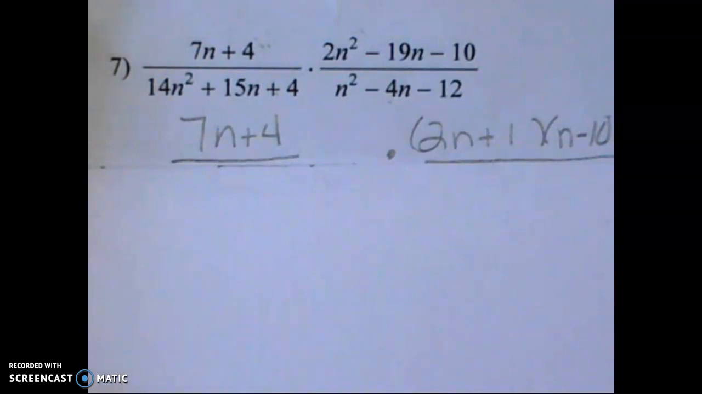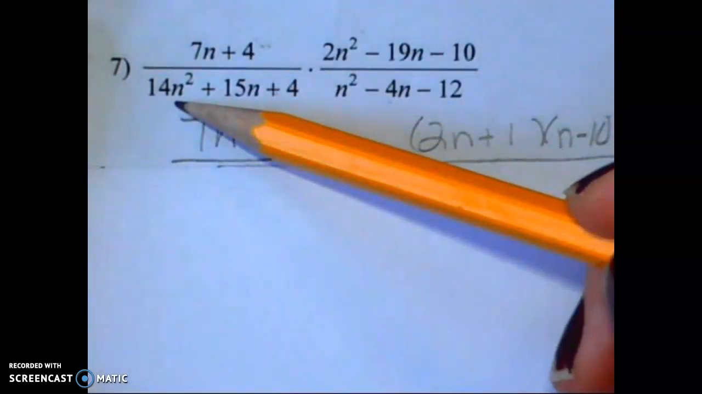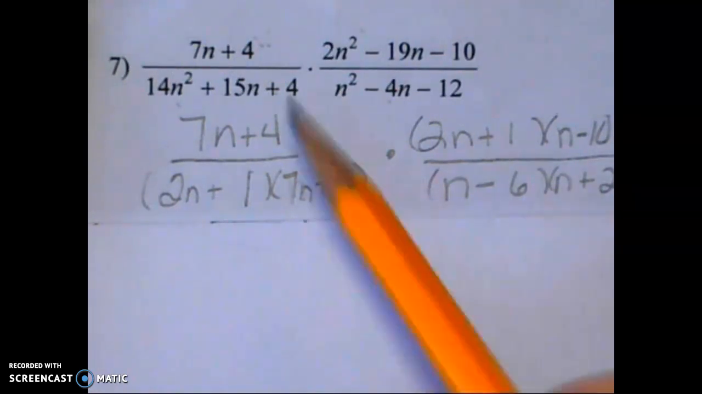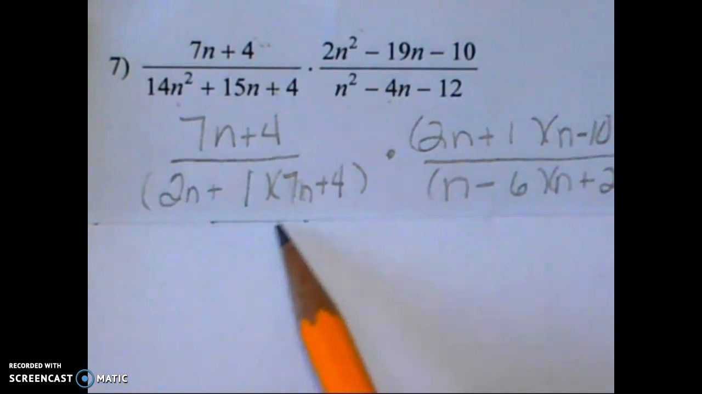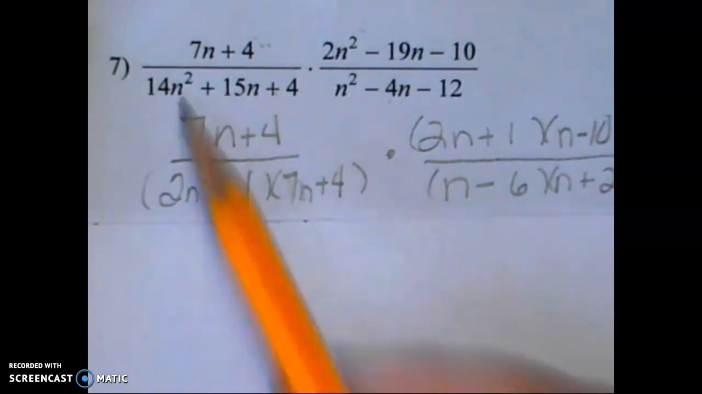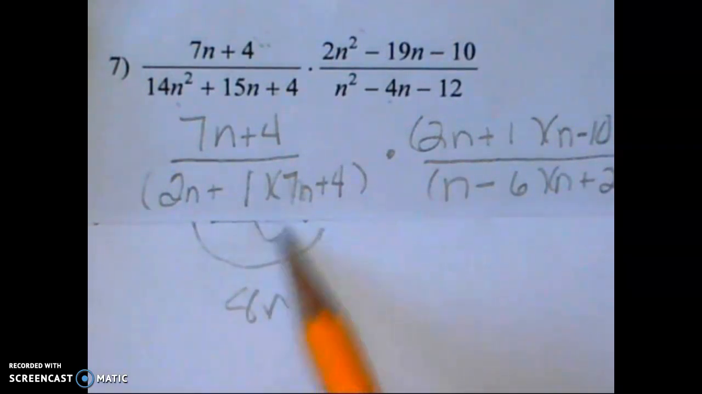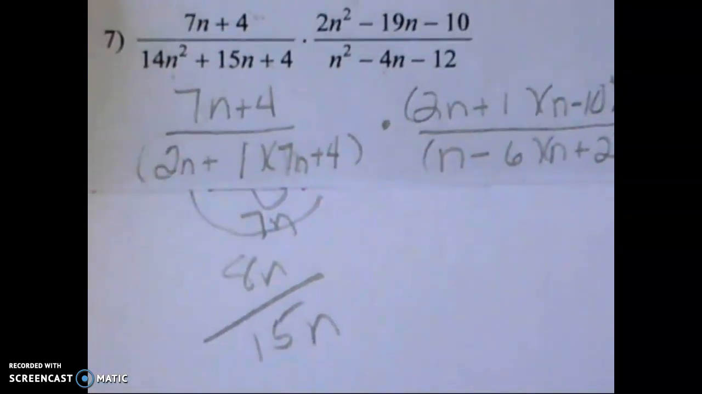And there it is. This denominator, 14n squared, factors into 2n plus 1, 7n plus 4. And if you just want to check to make sure it's correct, you can FOIL it. 2n times 7n is 14n squared. The outside is 8n. The inside is 7n. And when you add them, you get 15n. And that is what we needed there.